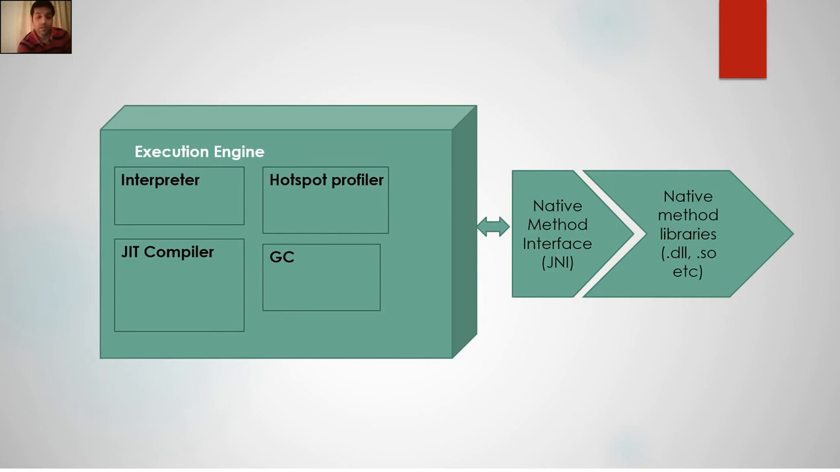Now let's talk about the garbage collector, which is responsible for the scavenging process that cleans up unused classes, objects, and memory areas. Garbage collector is a very vast topic, so I won't go into details, but it's part of the execution engine. That summarizes the JVM architecture.